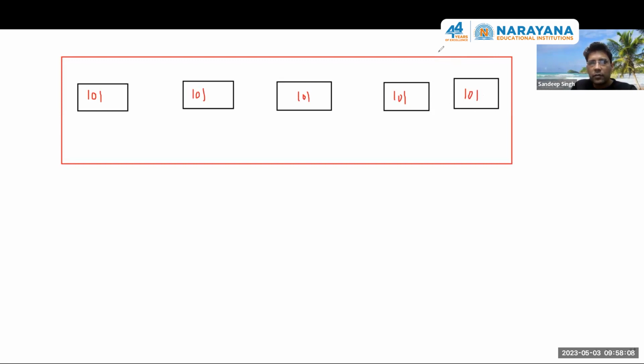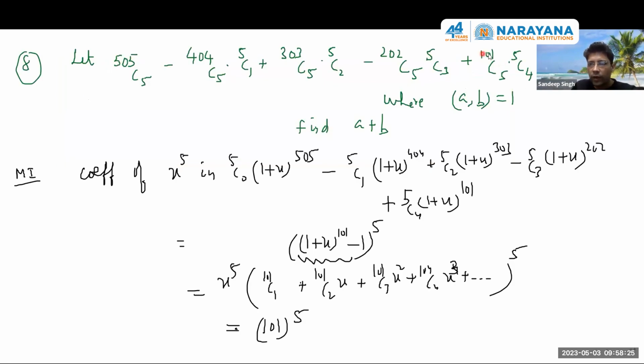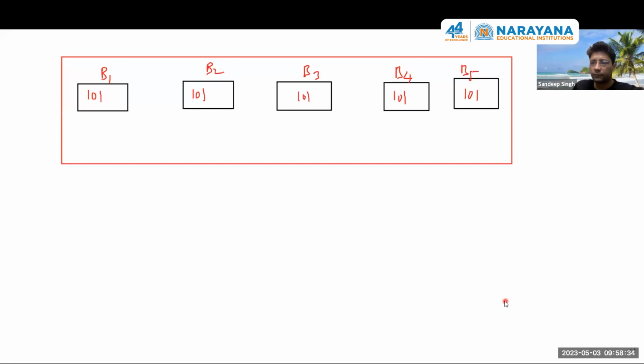Let me name these blocks: this is block number 1, then block number 2, number 3. Why is this coming into my mind? Because of the expressions here. 505, these are multiples of 101. 5C4 means choosing 4 out of them, choosing 3 out of them, choosing 2 out of them. Now tell me, what is your main objective?